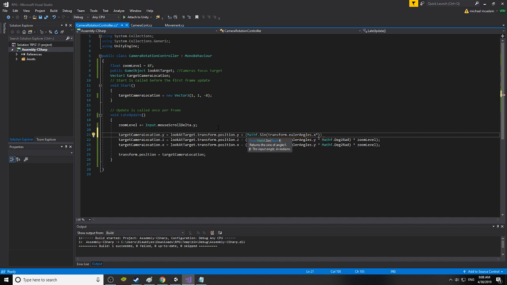So when we're looking straight down, we want to take the sine of that angle and multiply it by our zoom level. The reason we're doing sine is because when we're looking straight down, the angle is 90, and the sine of 90 is 1, so we need our zoom level to be at 100% zoom. So take the sine of the Euler angles, multiply it by Mathf.Deg2Rad. I always do it in the other order there.